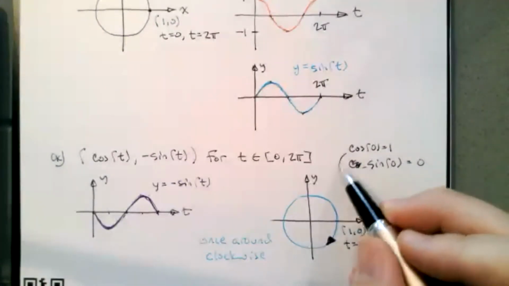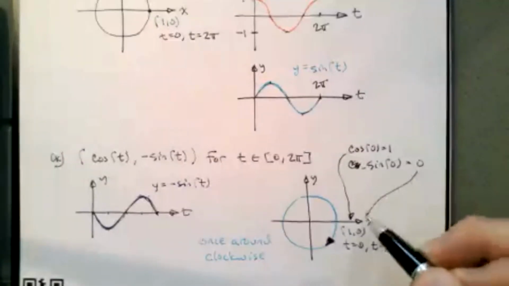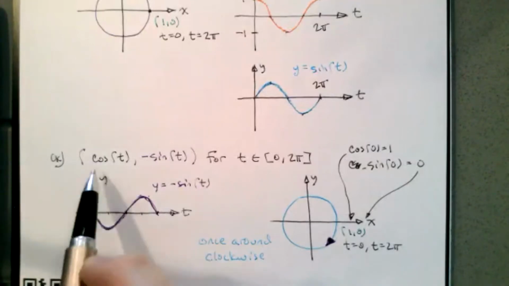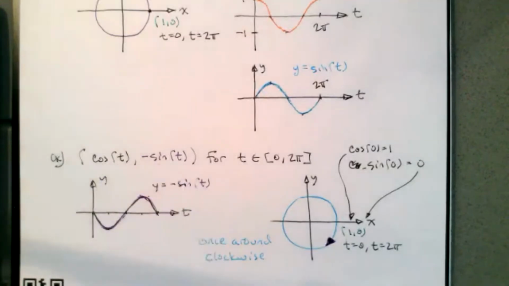The 1 is giving us the y coordinates. The 0 is the x coordinate. Sorry, I said that backwards. Cosine is the x coordinate and the 0 is the y coordinate. Because cosine is the x coordinate and sine, or negative sine, is the y coordinate.